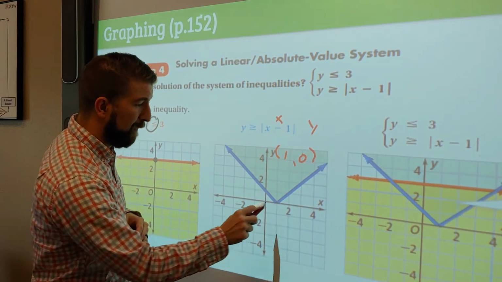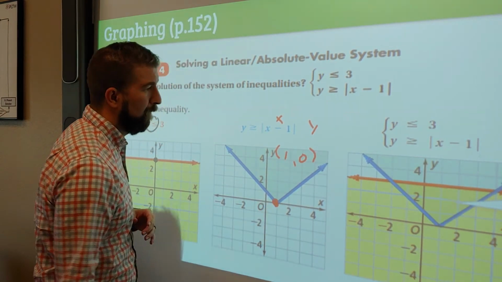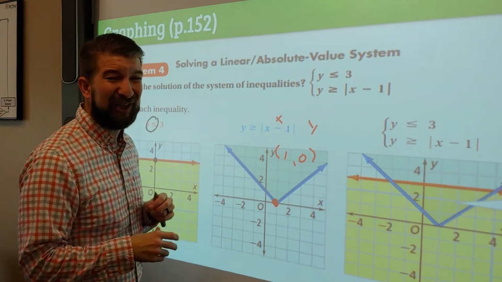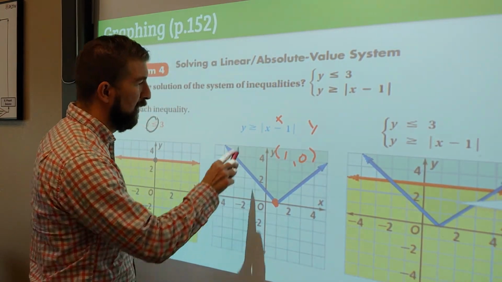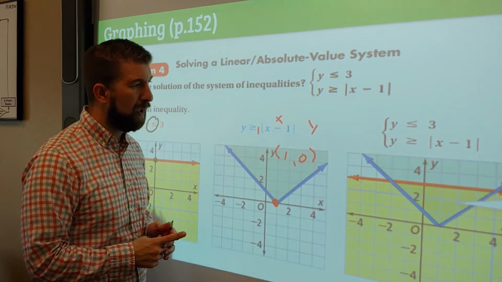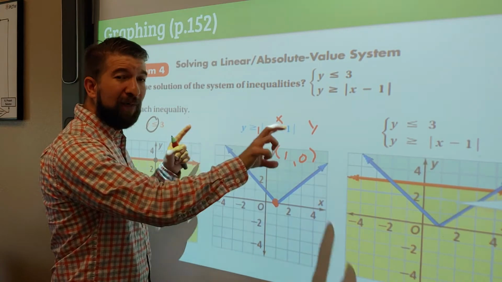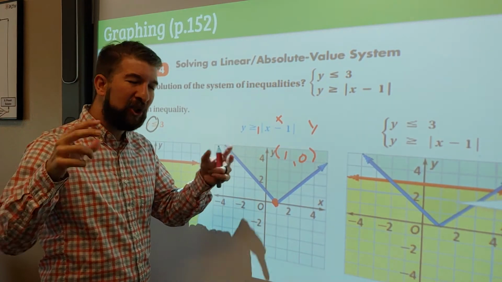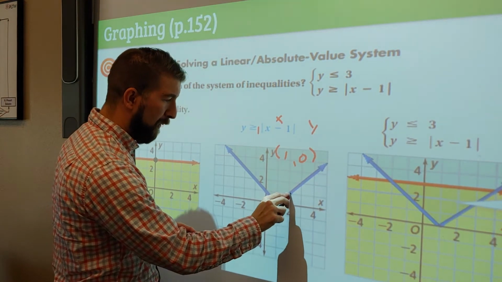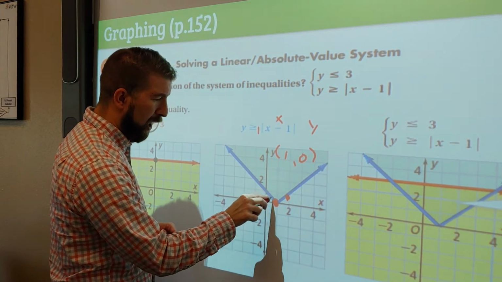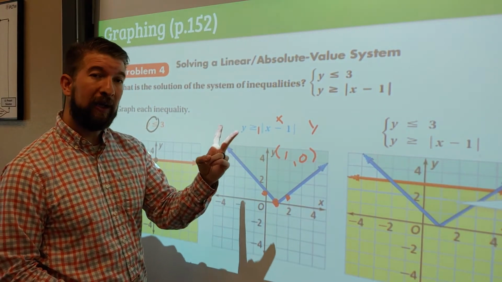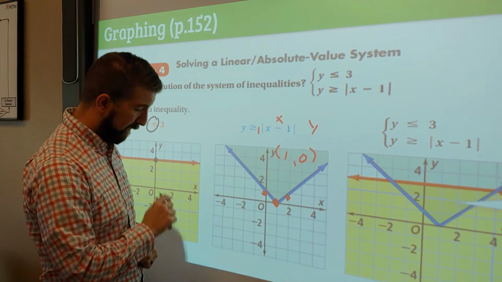So my vertex is going to be at 1, 0. Then for my slope, or I call it kind of slope because it's not really slope, we look at this number right here. And for absolute values, because when we solve this out, we would make two equations, the shortcut is just to know that it's going to be a V shape. So I go up 1 over 1, and then up 1 over 1 the other direction, and I get my V. The reason why it's pointed up is because that's positive.